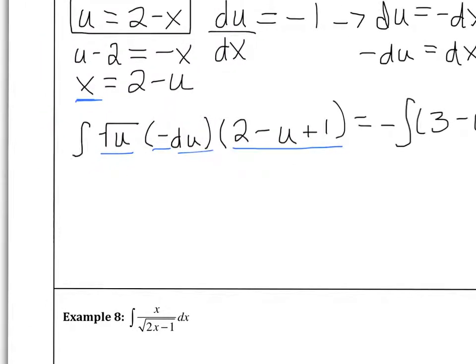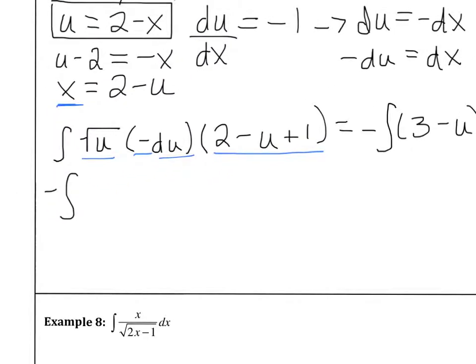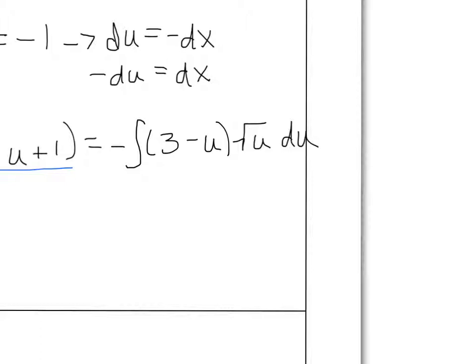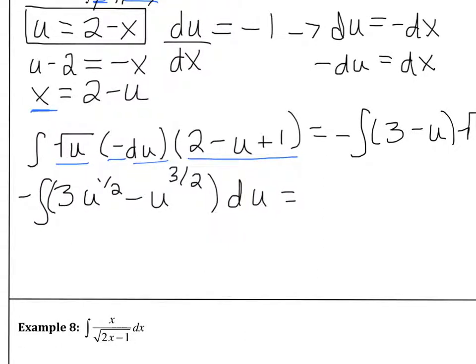So I'm going to have negative integral. And now 3 times root u is going to be 3 u to the 1/2. And then u times root u, that's u times u to the 1/2, so that's u to the 3/2. And then that's all times du. And now we're good to go. We'll keep the negative out in front.